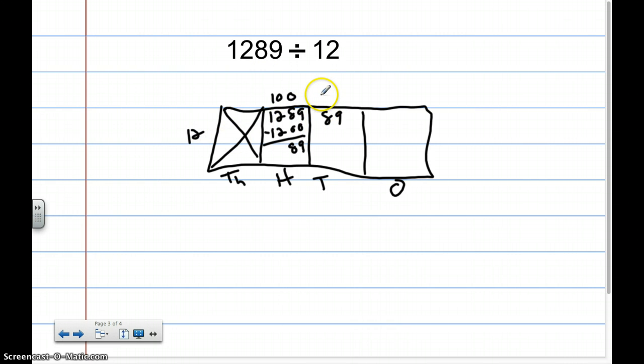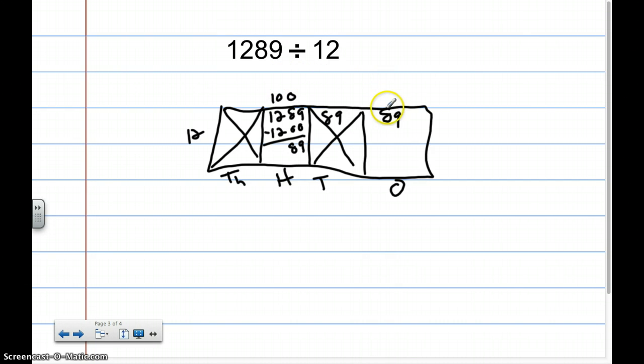So 12 times 10, well, that's going to be 120, so that's way too much. I can't do 110 because 10 is going to be 120. So I can't do that. So I don't have any 10s in this problem. I have no 10s. Can't do it. So I have to move my 89 over here to the ones place.